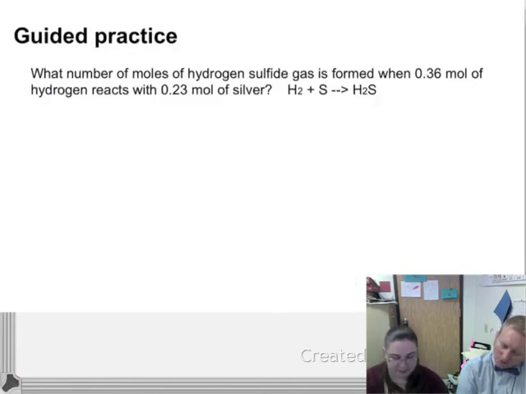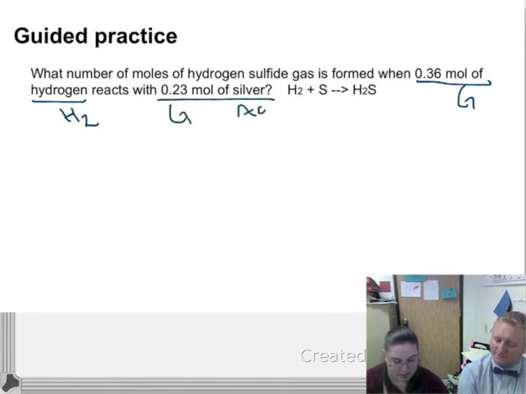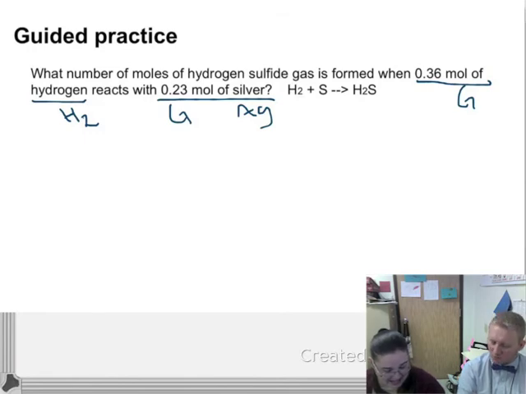All right, so let's see. I'm seeing 0.36 moles of hydrogen, H2. Another given of 0.23 moles of sulfur, which is S. That means we want to get the number of moles of hydrogen sulfide. So moles of hydrogen sulfide is what we want. That shouldn't say silver, that should say sulfur.